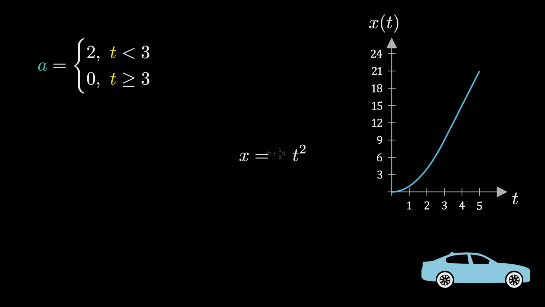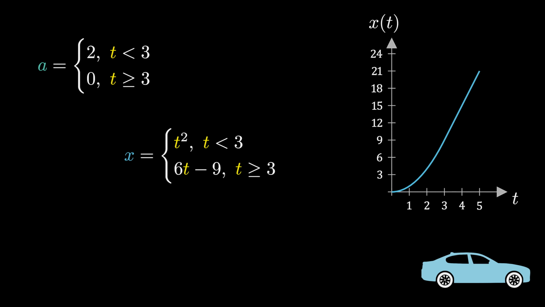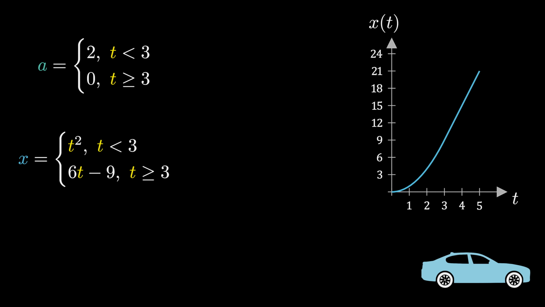So x of t becomes t² until t equals 3 seconds, and after t equals 3 seconds, the car maintains a constant speed of 6 meters per second, hence x of t becomes 6t - 9. Moreover, the speed varies as acceleration times t for the first 3 seconds, and then afterwards, the speed becomes 6 meters per second.